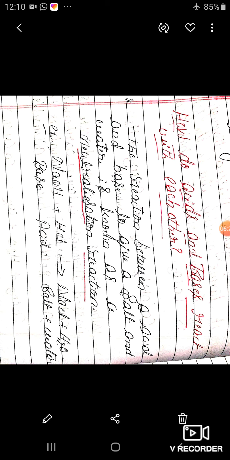For example, sodium hydroxide reacts with hydrochloric acid. It gives sodium chloride and water. Observe this equation. Here sodium hydroxide is the base, hydrochloric acid is the acid, sodium chloride is the salt and H2O is water. So when a base reacts with an acid to give salt and water, that reaction is called a neutralization reaction.